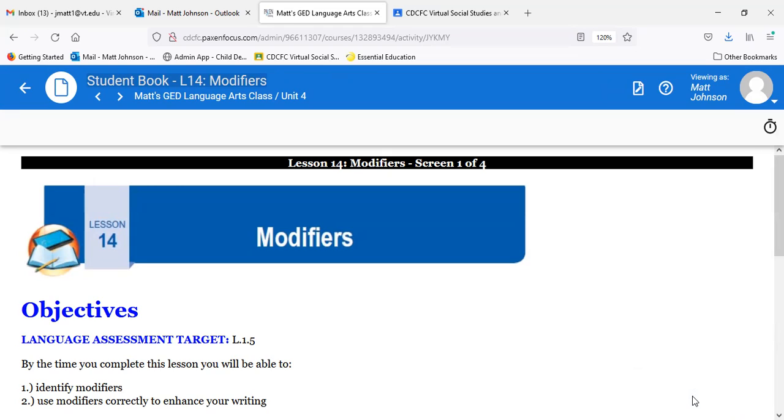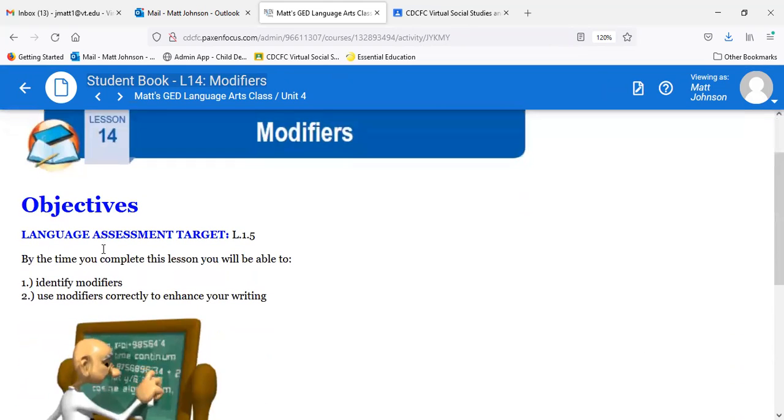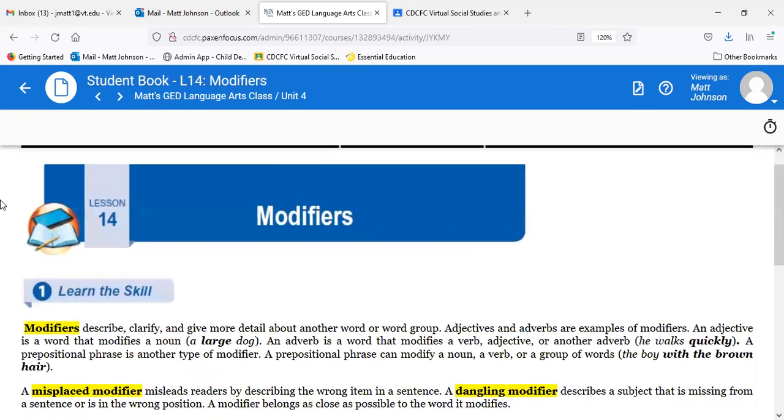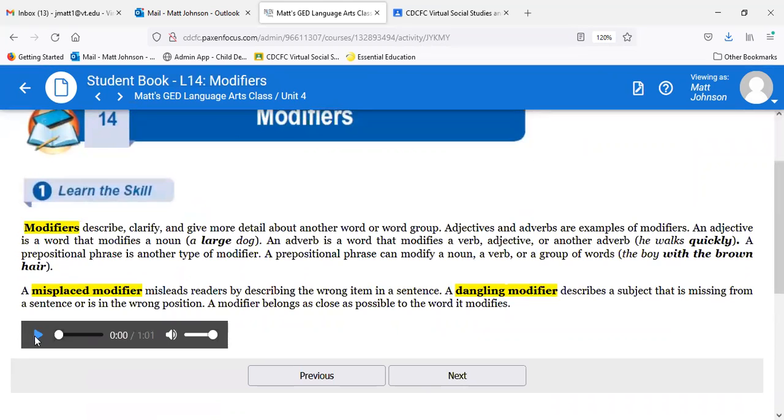So for lesson 14 here, unit 4, by the time we finish this lesson, you'll be able to identify a modifier and use modifiers correctly to enhance your writing. So it's about where you put that modifier. That's what we're going to look at. All right, and let's listen to the audio.